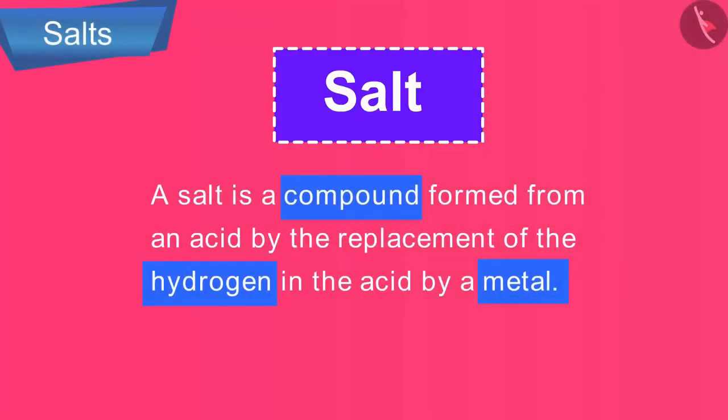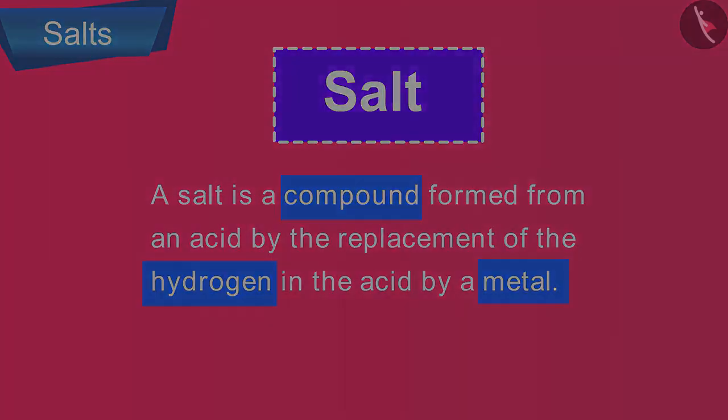A salt is a compound formed from an acid by the replacement of the hydrogen in the acid by a metal. We will understand more about salts in detail.